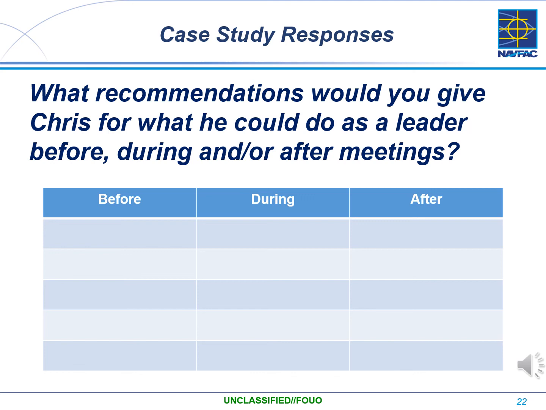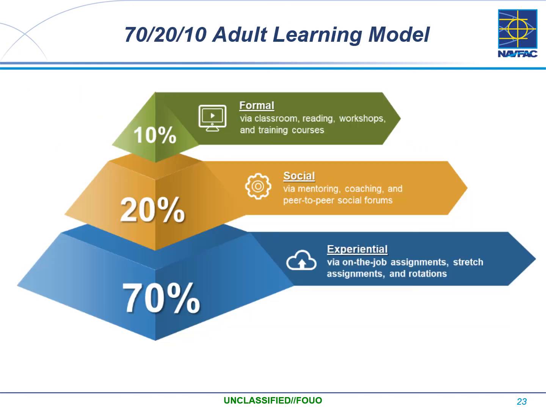So now I will pass you back to Jeffrey to discuss the 70-20-10 adult learning model and how it can help you. Thank you, Ramona. Now you're probably asking yourself, how does the 70-20-10 model fit into virtual collaboration? I'm happy that you're asking that question. Let's discuss how it can be linked together.